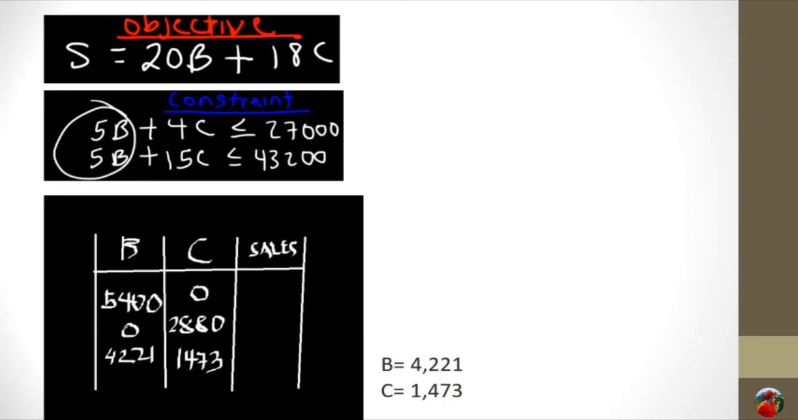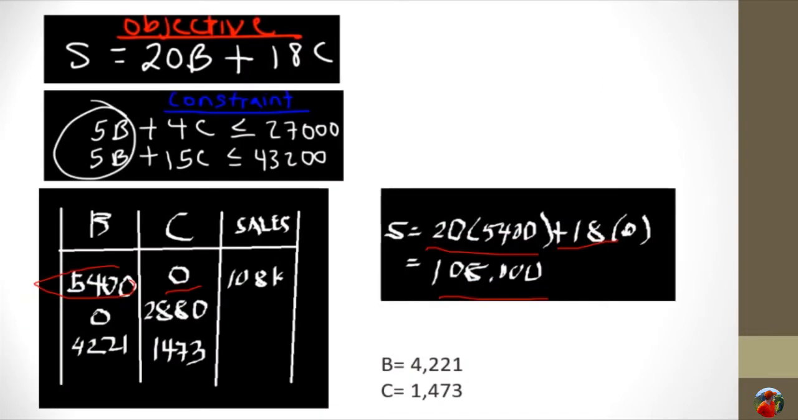So we don't need the graph anymore. Let's find out which of these values will produce the maximum sales. Let's start with the first one using the objective equation. S is equal to 20b plus 18c. Substituting, 20 multiplied by the value of b, which is 5,400, plus 18 multiplied by 0, which is the value of calculators, equals 108,000.